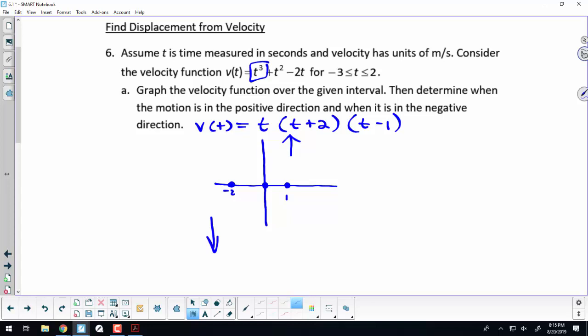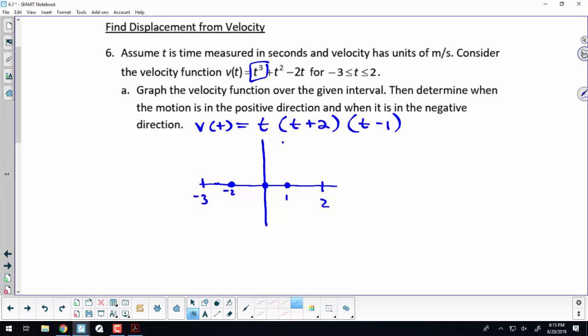But we're not starting with these arrows, right? Because we're on a closed interval, so we're not continuing off to infinity. We're going to stop here at +2, and we're going to begin at -3. So there's our domain. We're graphing it there.